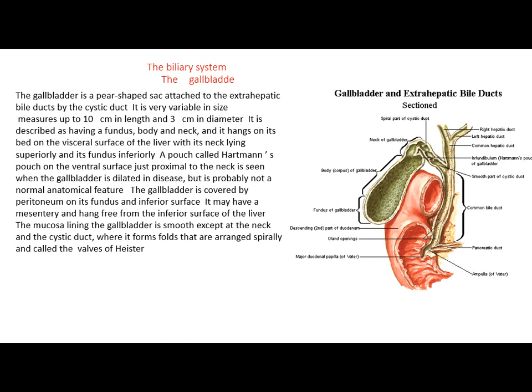Gallbladder, the biliary system. The gallbladder is a pear-shaped organ. It has a fundus, body, and neck, and it also has the cystic duct, which has a smooth lower part and a proximal part with multiple mucosal folds, which is the spiral valve of Heister. Proximally we have a pouch, called Hartmann's pouch.